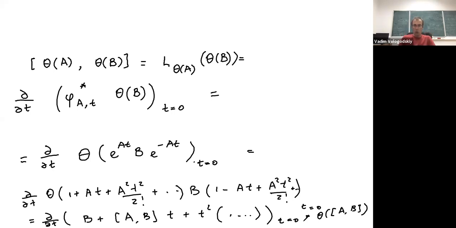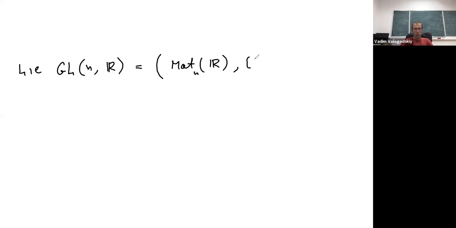Very good. So the summary of this is that the Lie algebra of GLN is just matrices, and the commutator is given by the usual formula: AB minus BA.